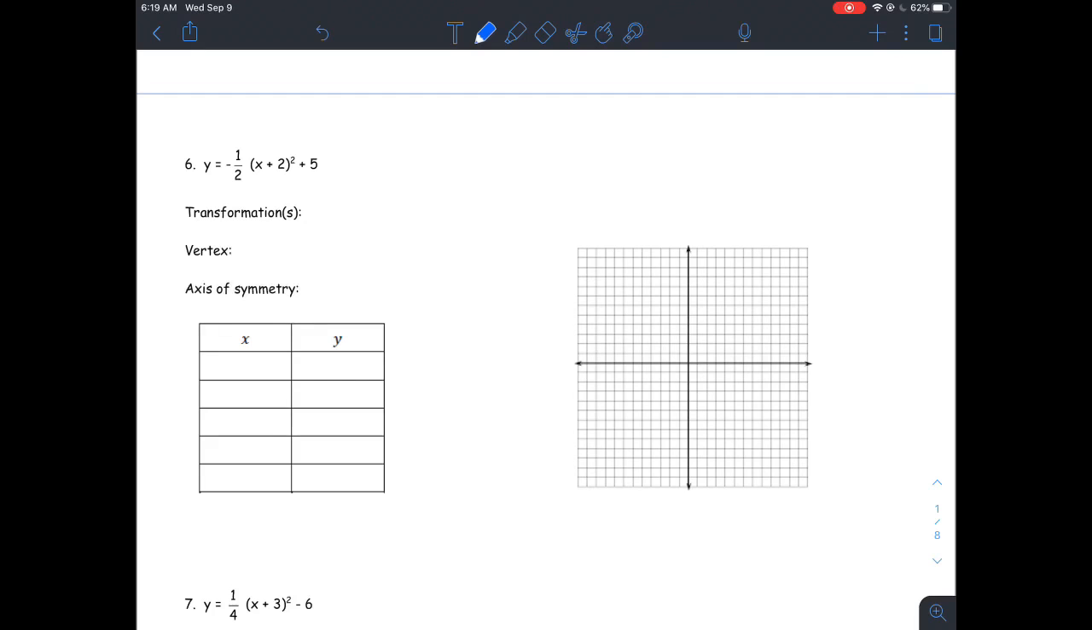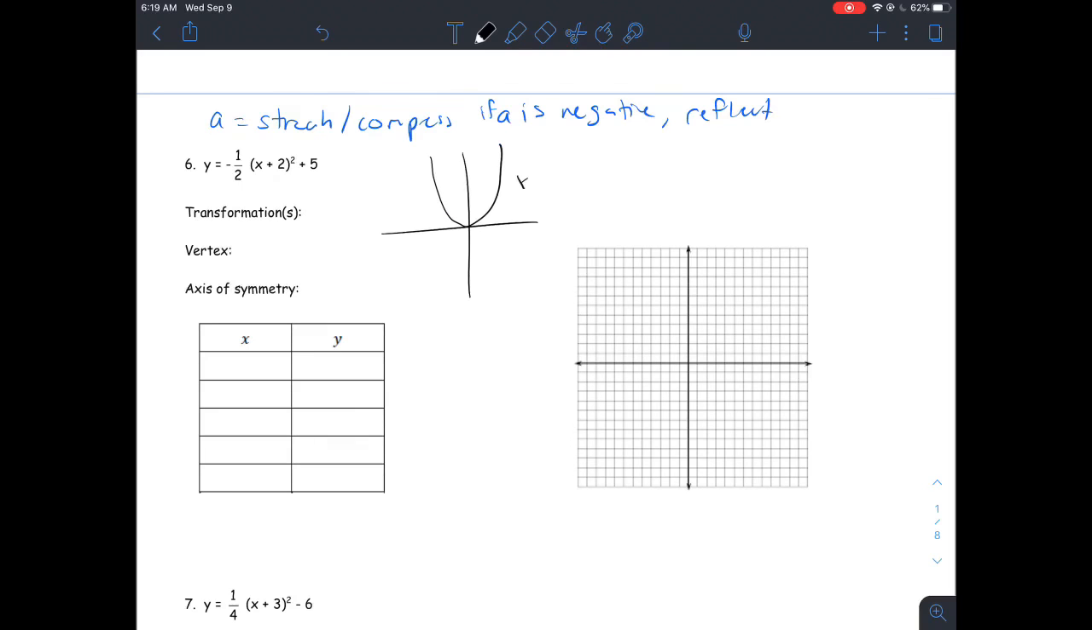So first it asks for the transformations. So we look here, and if you remember, I said the A can do 2 things. A can stretch or compress. And if A is negative, it can reflect. And what I mean by that is if this is our parent function, this is x squared, negative x squared, when you make it negative, it reflects it. Okay, so instead of being up like a cup, it is down like a frown. So, actually, I'll leave that there.